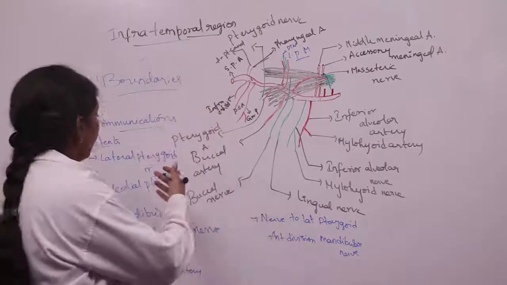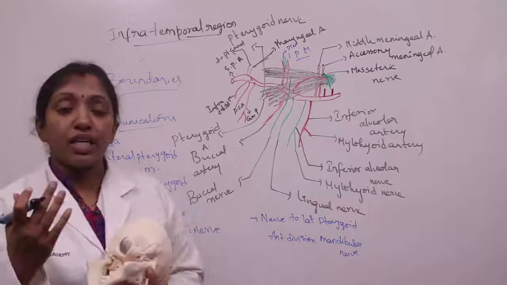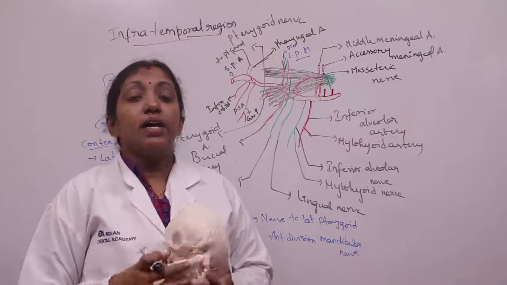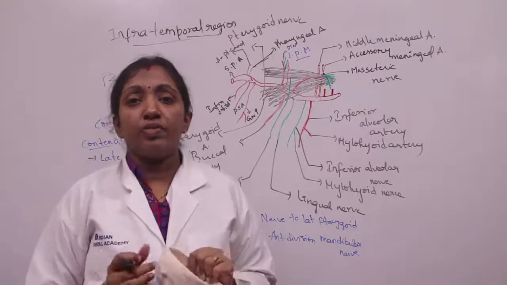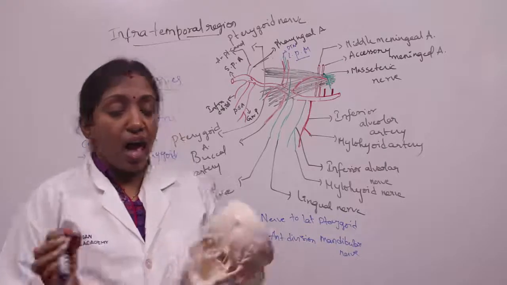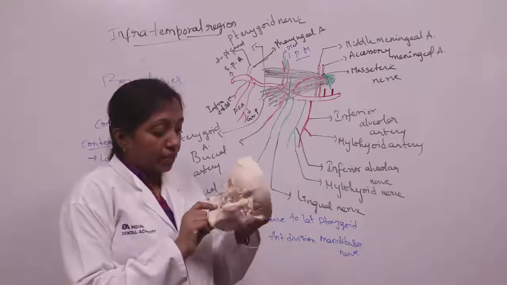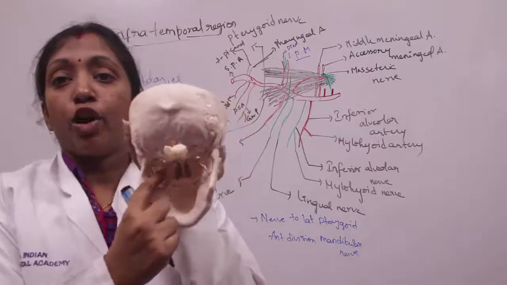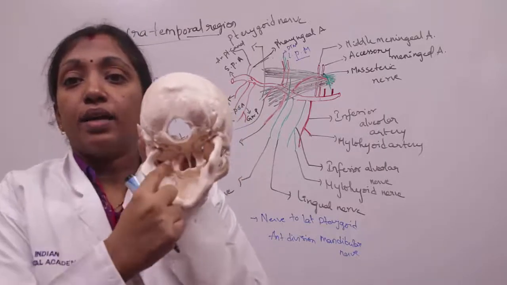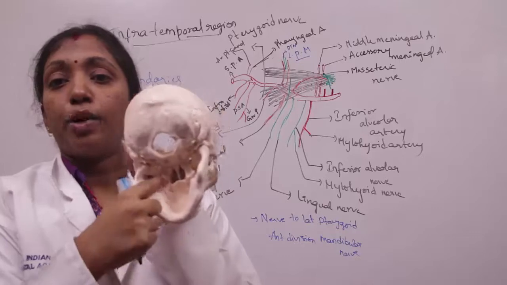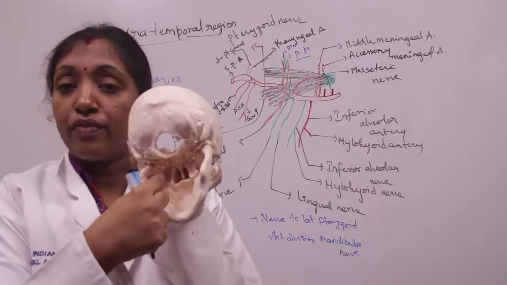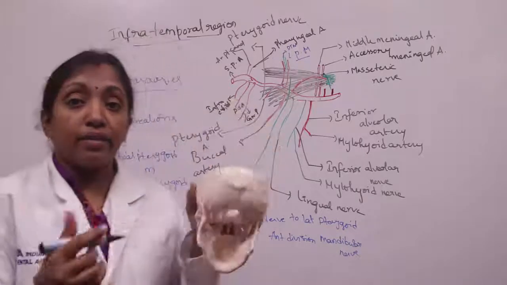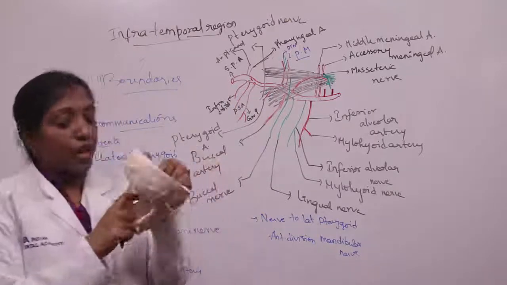So the medial pterygoid muscle arises by two heads, deep head and superficial head. The deep head is comparatively larger and the superficial head is small. It is a quadrilateral muscle, and the deep head arises from the medial surface of the lateral pterygoid plate. This is the lateral pterygoid plate, and this is the medial pterygoid plate.